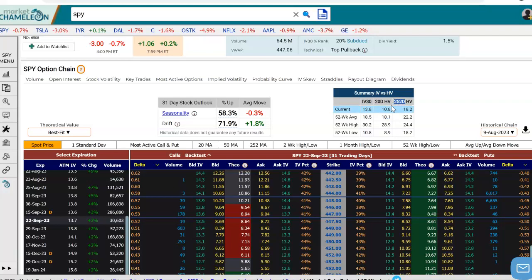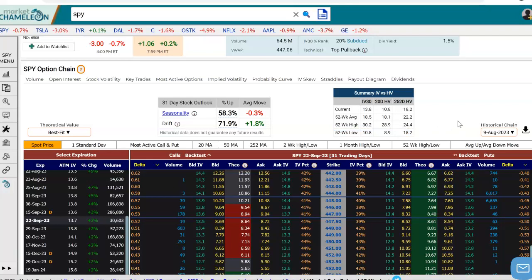This is smoothing out the volatility over a longer period. We could see that currently the last 252 days was 18.2. The average, the moving average of all the previous observations, was 22.2, the high 24.4, low 18.2.